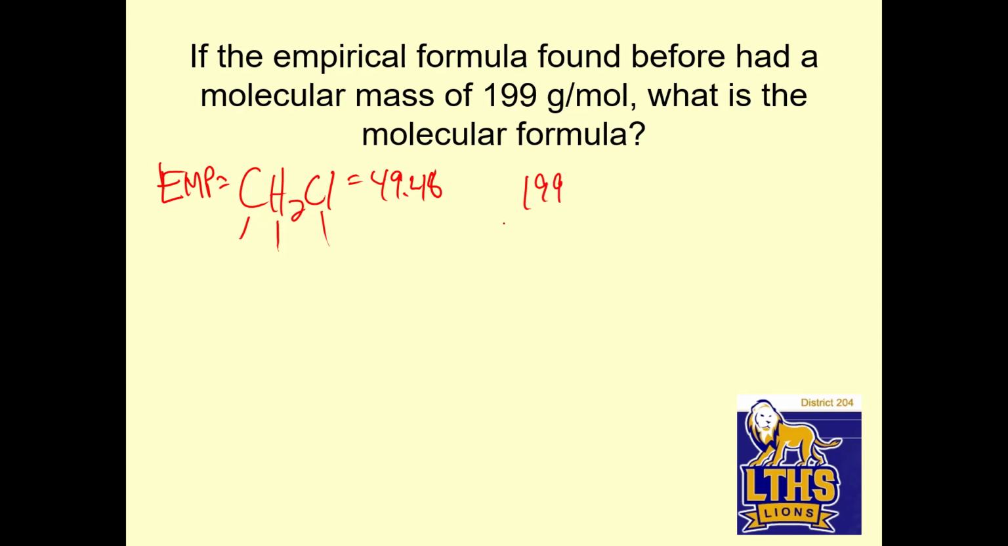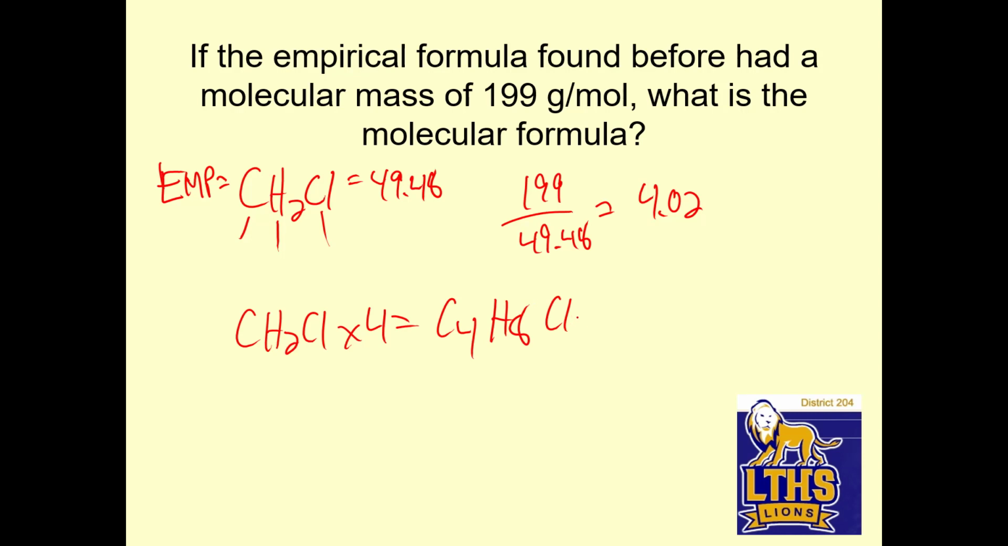So if the empirical formula found before had a molecular mass of 199, remember, I'm going to take big divided by small. 199 divided by 49.48 equals 4.02. That's 4. So I'm going to multiply by 4. CH2Cl times 4 is C4H8Cl4. Notice how that's clearly reducible, but that's the exact formula, which we will call the molecular formula.